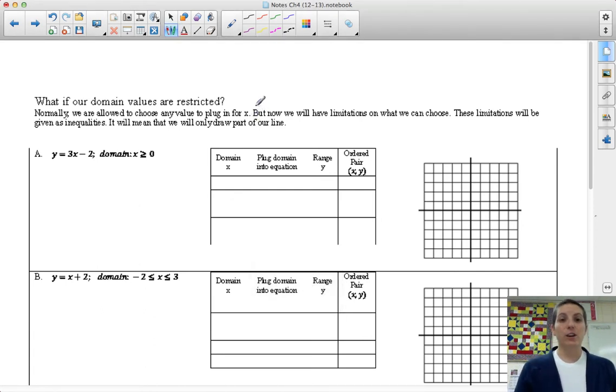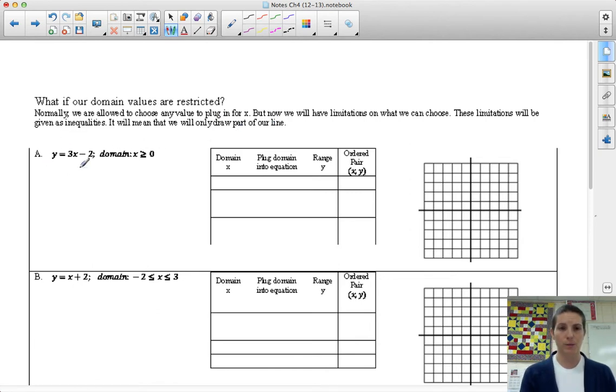All right, let's finish our 4.2 notes. And when we look at 4.2, what if our domain values are restricted? Normally, we're allowed to choose any value to plug in for x. I usually look for you to choose -2, -1, 0, 1, and 2. Those are the normal ones. But now we're going to have limitations on what we can choose. These limitations will be given as inequalities. It will mean that we will only be able to draw part of our line.